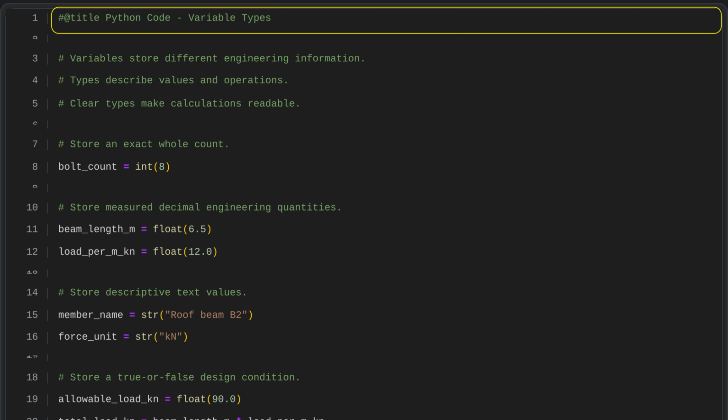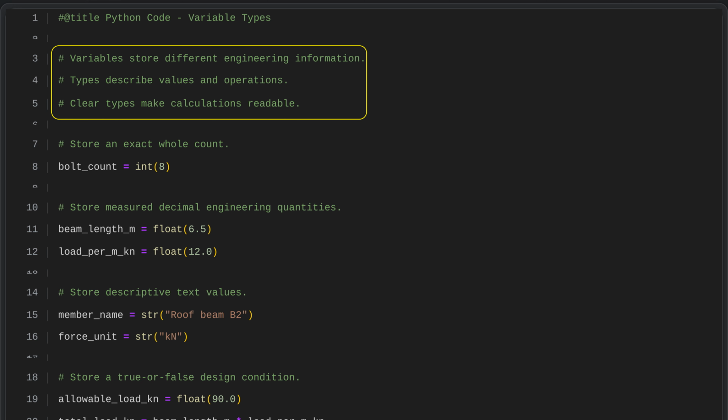Python code, variable types. Variables store engineering information, and their types define what values they can hold and what operations can be performed. Using clear types helps make calculations easier to read and understand.